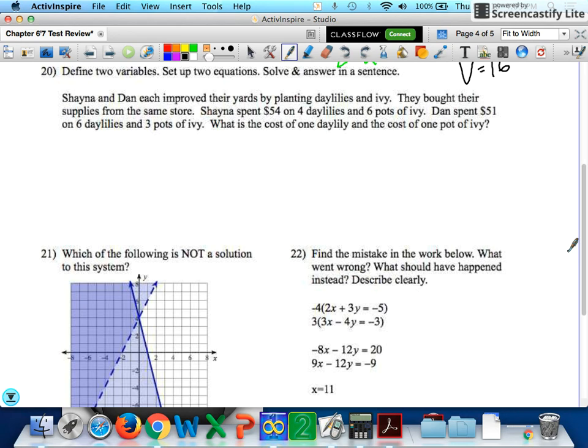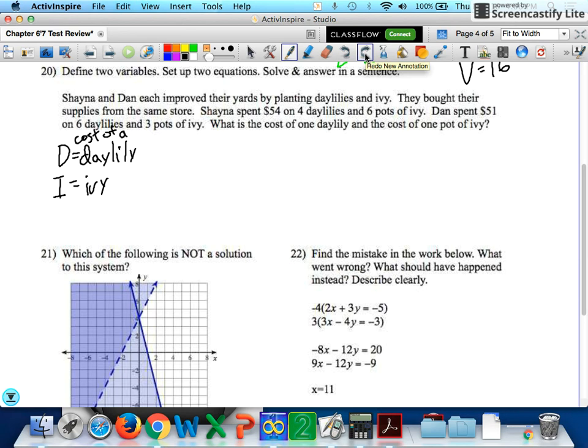Okay, so it's pretty easy to say, I can see one equation has to do with Shayna, and one of them has to do with Dan's things. But I've got to identify and name those variables. I'm going to just use D for a daylily, and I'm going to use I for a pot of ivy. And it's how much those cost. Really, in a perfect world, you'd put cost of a daylily or a pot of ivy. Okay? So, now I'm ready to rock and roll and make some equations.